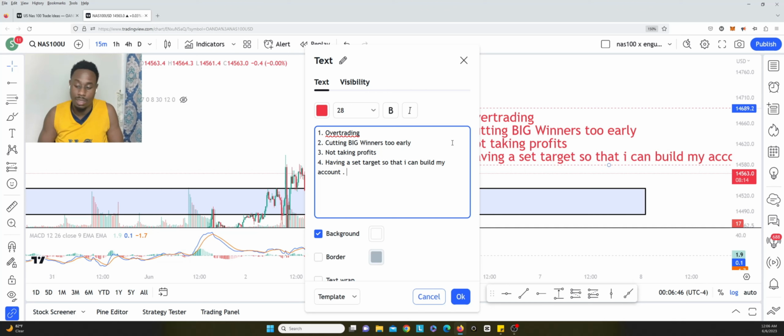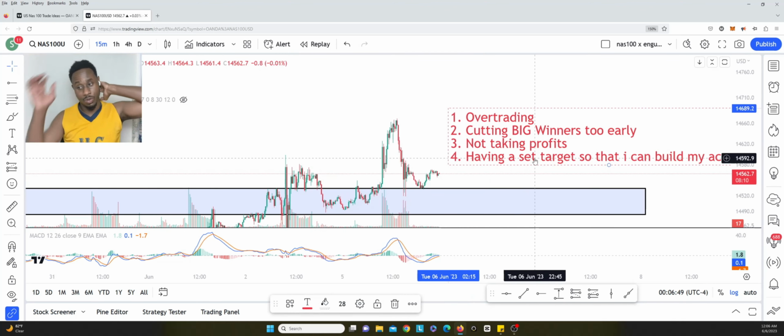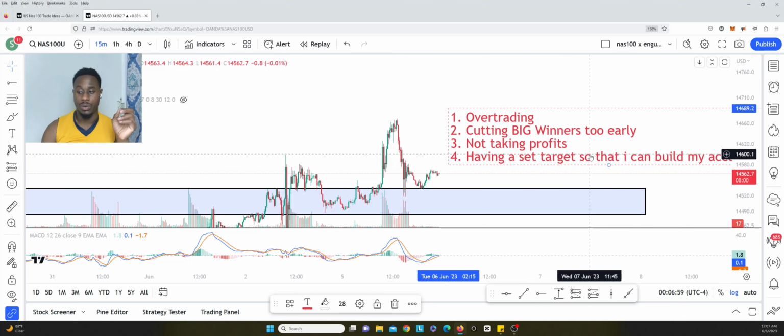So basically, I think these are things I'm going to be working on. Cutting the big winners is a big problem. Not taking profits, over trading. Over trading is big for me. Because if I lose, I want to try and make it back. That's revenge trading, but over trading is a big one as well, right?